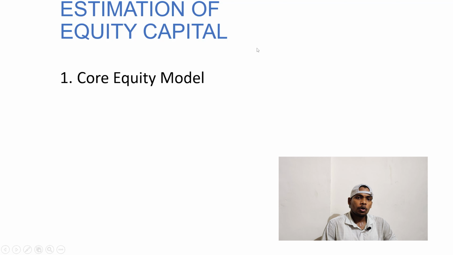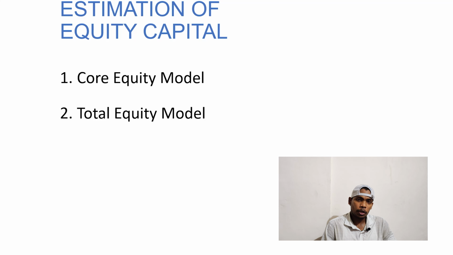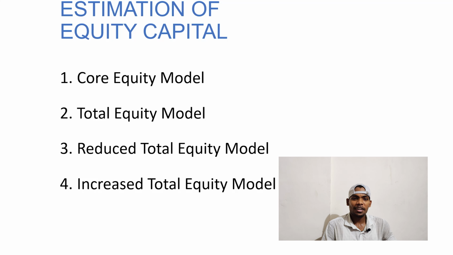Okay. First, core equity model, second, total equity model, and third, reduced total equity model. These 3 were introduced by Van Thorpe, and the fourth one, increased total equity model, was introduced by, as I said earlier, you can say me. Okay. So let me get into the Excel sheet and show you how to calculate these 4 equity models to calculate the equity capital. So let's start calculating the core equity model.